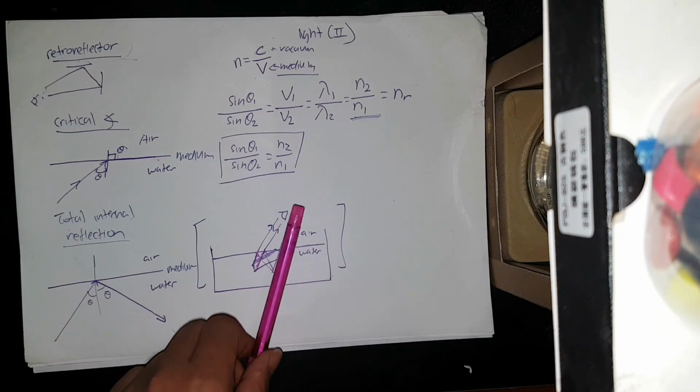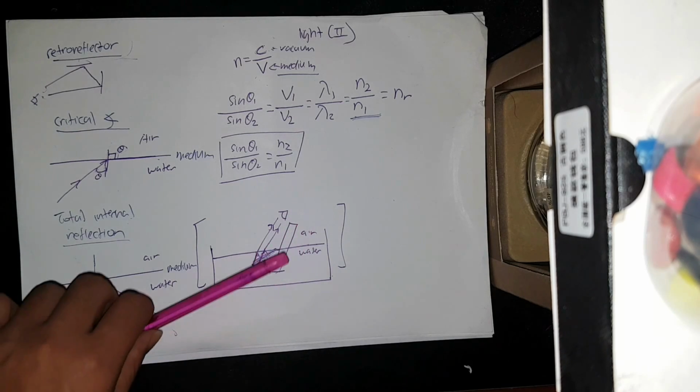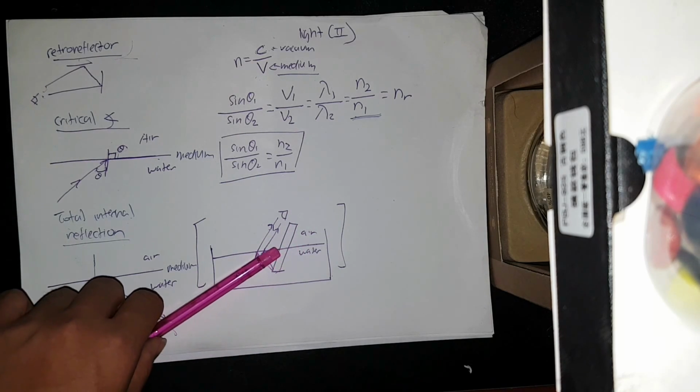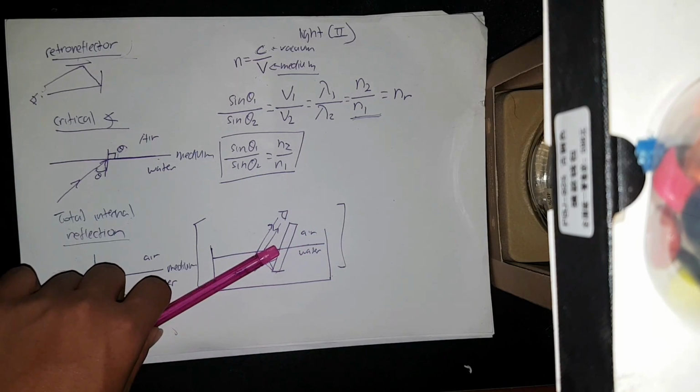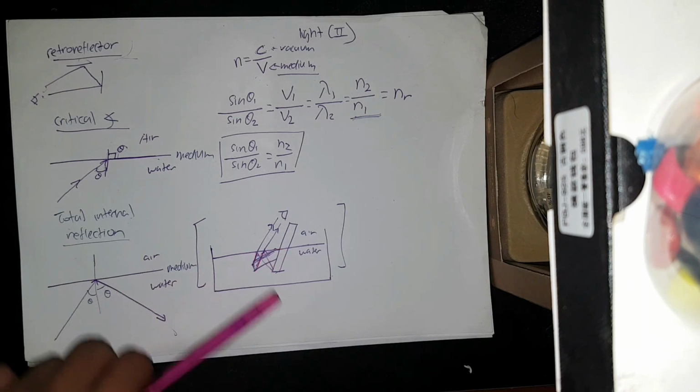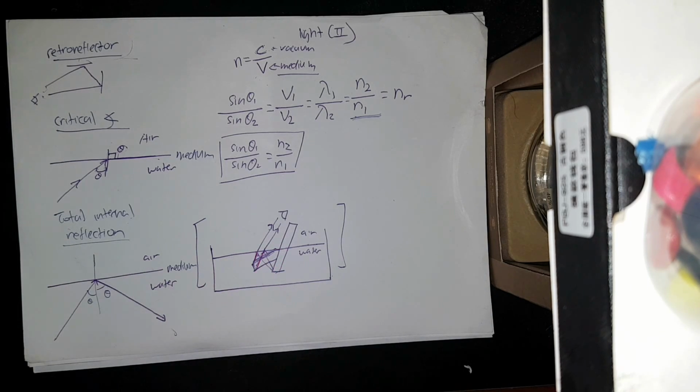So instead of straight, it will be slightly tilted more towards the medium. This is why the straw will look shallower than it should be. This is a good example where you should learn how to draw the diagram, and you can apply it in exams as well as in explaining the question itself.